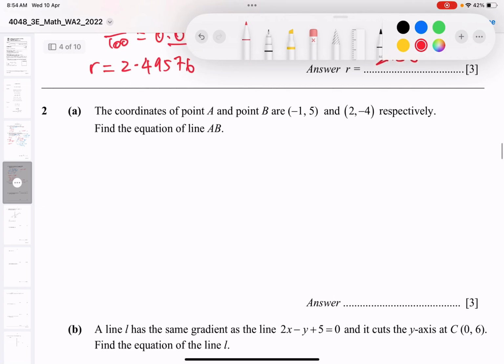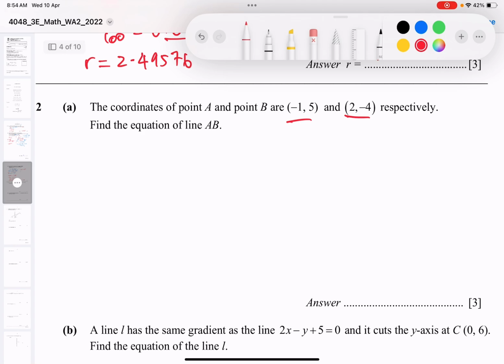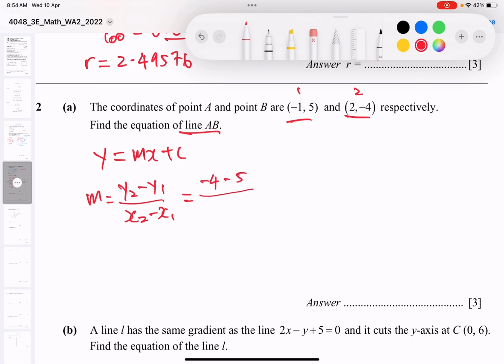Question number 2. The coordinates of points A and B are this and this respectively. Find the equation of the line AB. Now, a line has a general form of y equals mx plus c. So all we need to do is find out what is m. M is just (y2 minus y1) over (x2 minus x1). If I say this is my point 1, this is my point 2, then I can just do negative 4 minus 5 divided by 2 minus negative 1. So I'm going to get negative 9 divided by 3, because 2 minus negative 1 gives me plus, so negative 9 divided by 3 gives me negative 3.